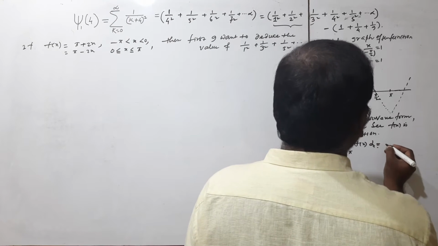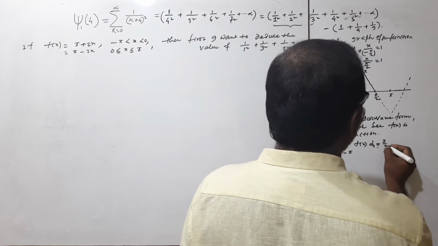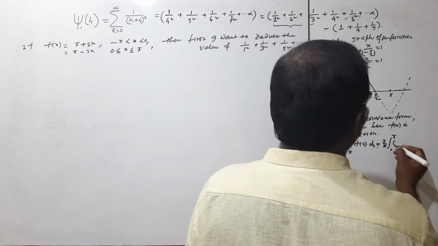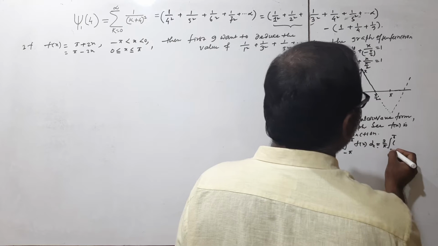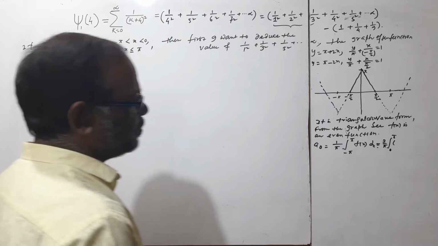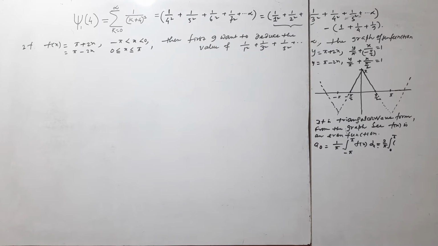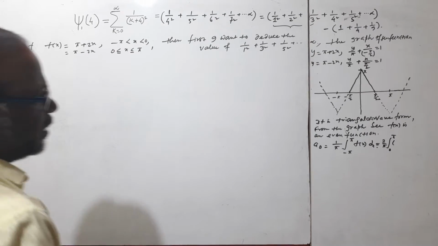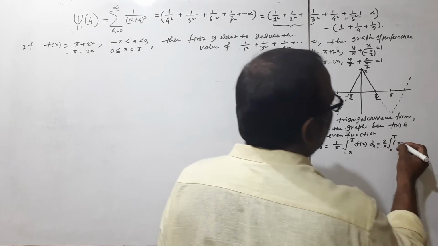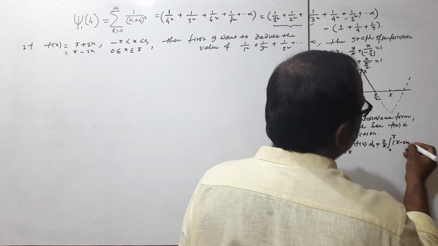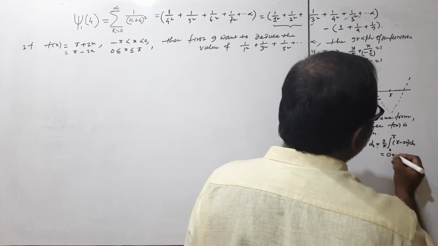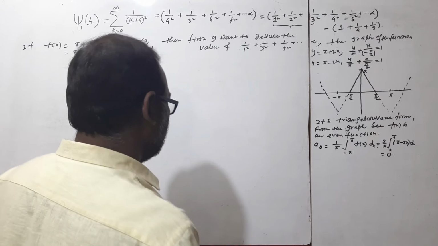So now this is equal to 2 by pi, integral from 0 to pi. Since on 0 to pi the function is pi minus twice x, if I put pi minus twice x and dx and integrate, then we get the value 0. So a naught here is 0.